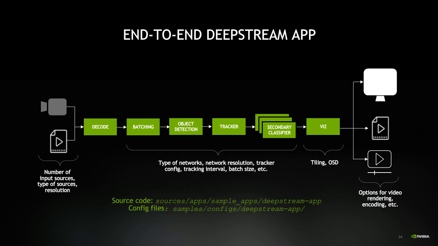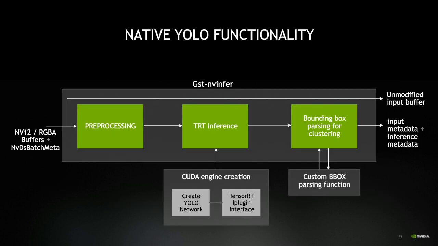In DeepStream 4.0, we're bringing the ability to run YOLO models natively. We can run inference using the YOLO models from the NVINFER plugin. This plugin uses TensorRT, NVIDIA's inference accelerator. The NVINFER plugin takes the NV12 or RGBA buffer plus batch metadata as inputs. This plugin consists of preprocessing, inference, and bounding box parsing. In the preprocessing step, the image is scaled or cropped to meet the resolution of the network.